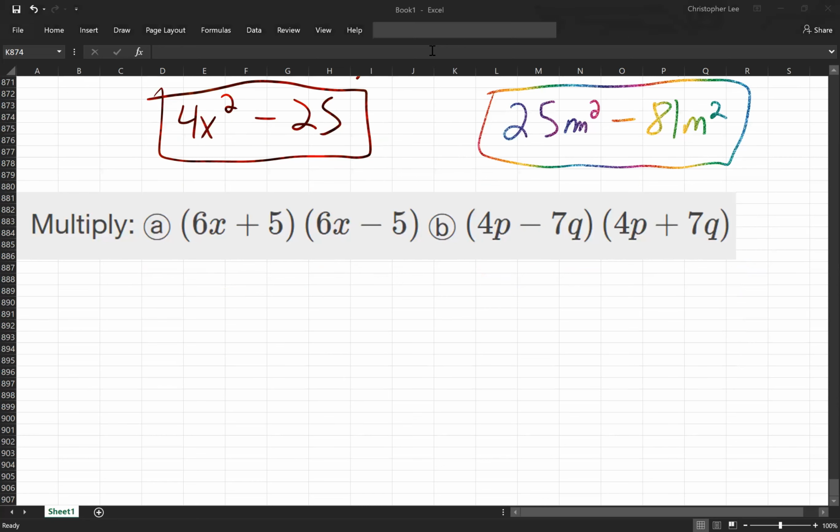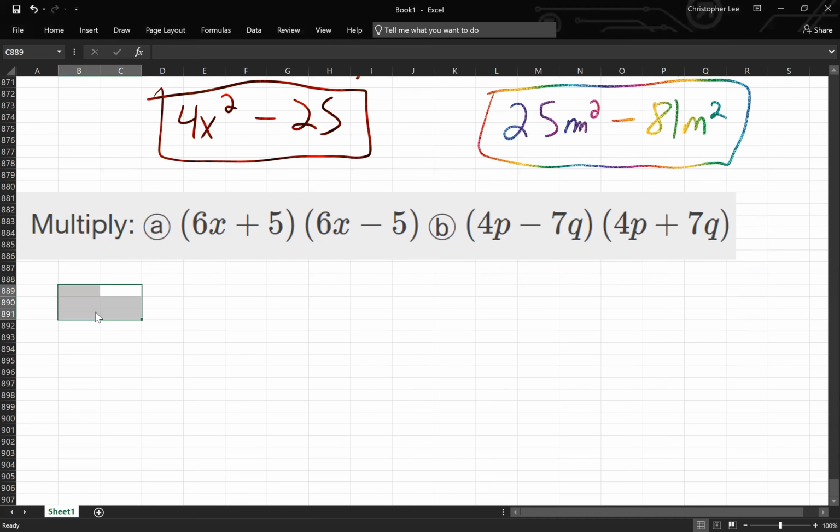Awesome. I'm glad it makes sense. Let's look at A. I'm going to use the shortcut. I have 6x plus 5 and 6x minus 5.